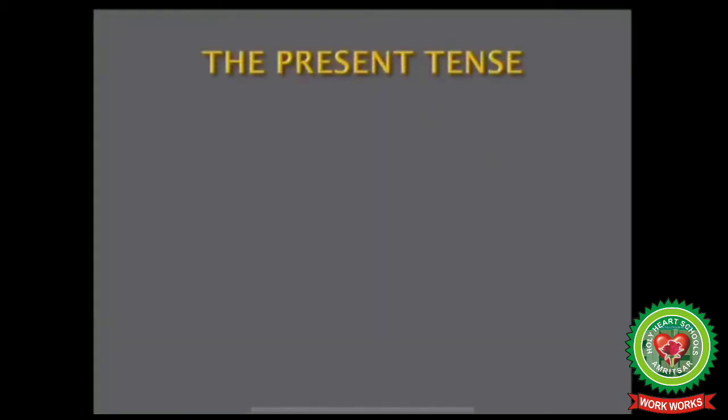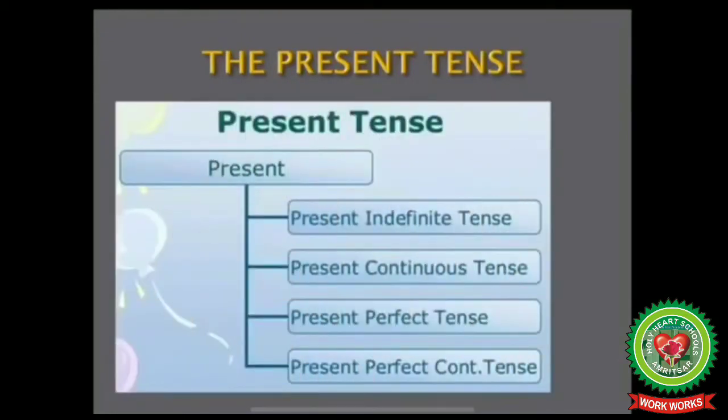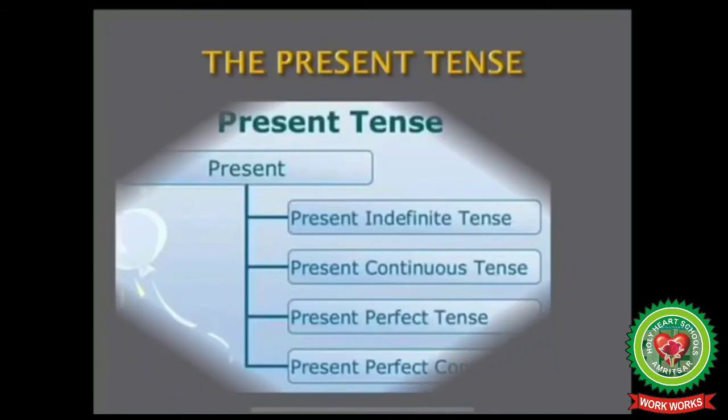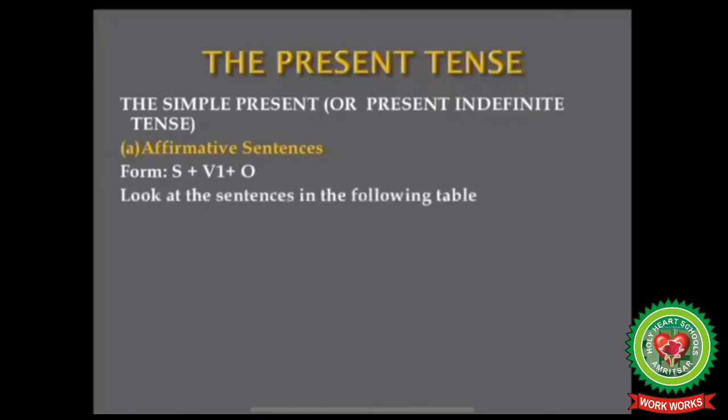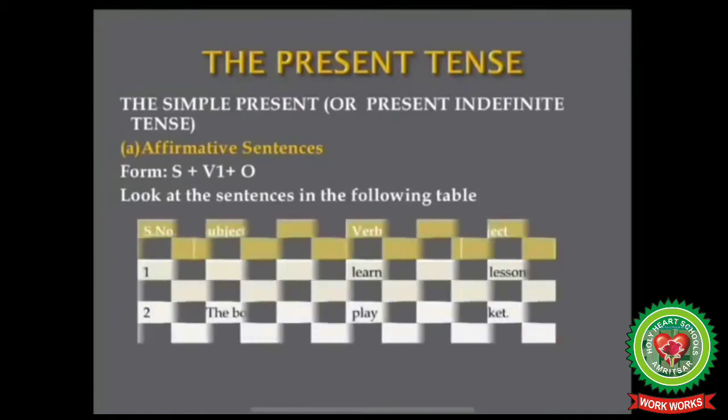Let's begin with the present tense. As we know that present tense is divided into present indefinite tense, present continuous tense, present perfect tense and present perfect continuous tense. So we are going to start with simple present or the present indefinite tense. So the structure for the affirmative sentence in simple present tense is subject plus present form of the verb plus object. Now look at the sentences in the following table.